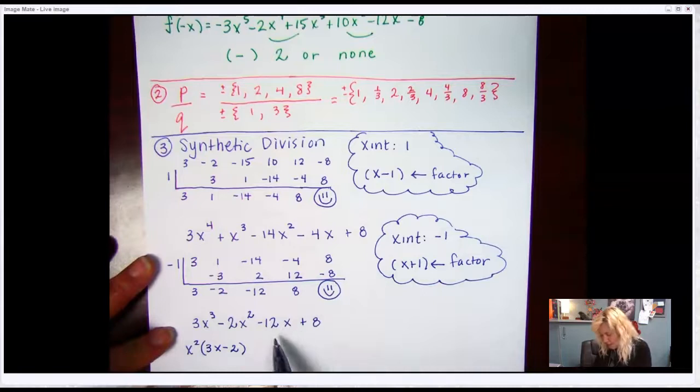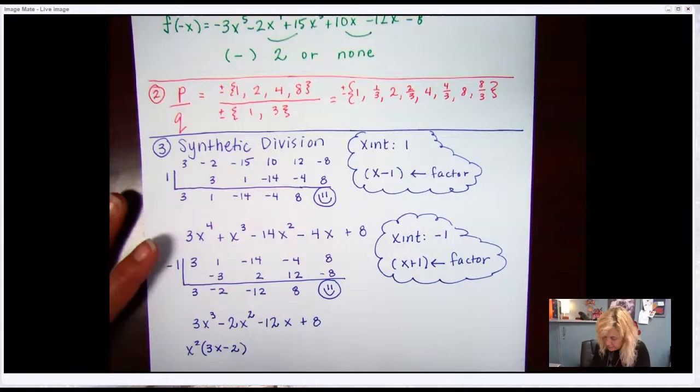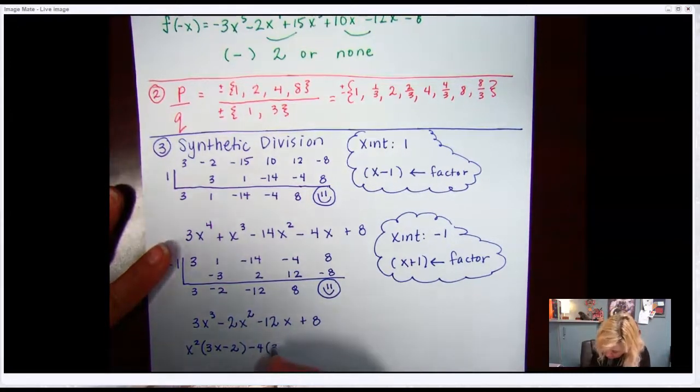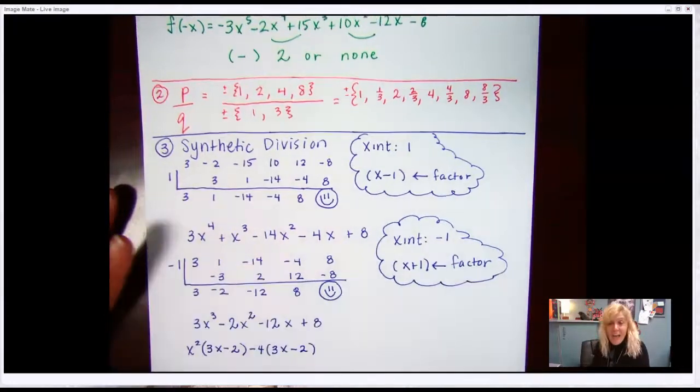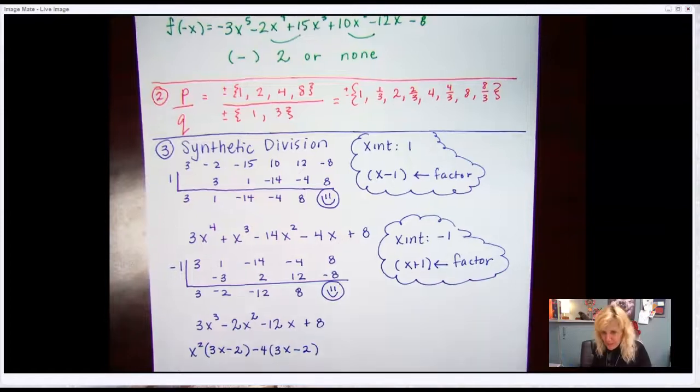What's next? Over here, they're both 4s. I can take out a 4. I'm going to take out a negative 4 so that my beginning terms are going to match. So a negative 12 divided by a negative 4 is a 3. And then 8 divided by negative 4 is minus 2. And that was factorable. So we're almost done answering this question.